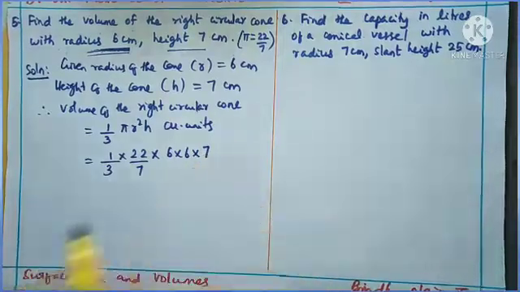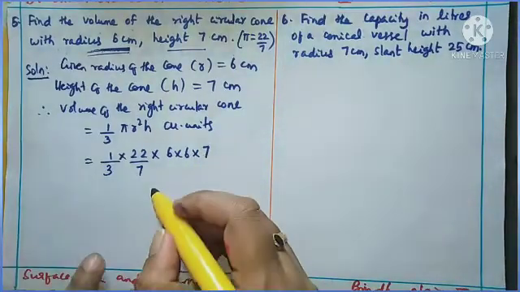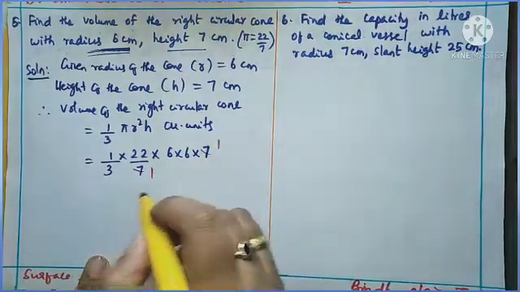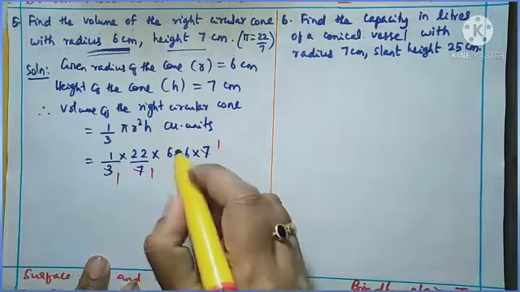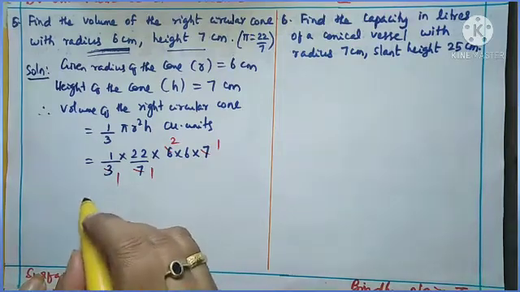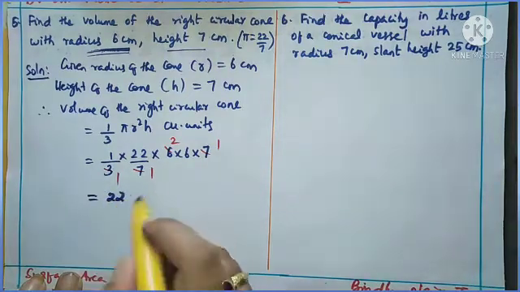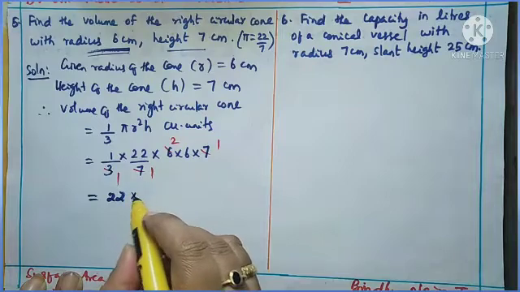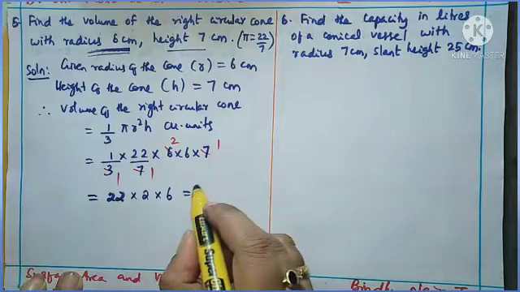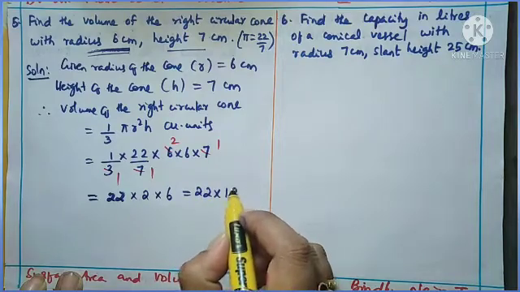Now you can reduce the values here. 7, 1 7 is 7, 1 7 is 7. And 3, 1 3 is 3, 2 3s are 6. Okay. So all the numbers are cancelled. So that remaining is 22 into 2 into 6. Okay, that is 22 into 12.